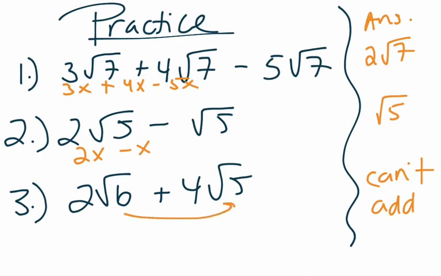And in this one, you should notice that you don't have the matching radicands. And so you can't actually add those. All right, so let's move on and let's take a look at some other variation of this. What about this?